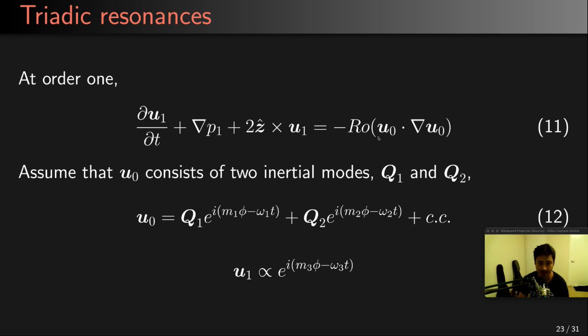Now let's say that this velocity consists of 2 inertial modes, because we want to see the coupling between 2 modes. And once you write that down, with 2 inertial modes 1 and 2 with corresponding m and omega, as that's how they look like in spheres and spherical shells, you have the azimuthal wave number and the frequency, and you say that the first order velocity u1 varies with m3 and omega 3.